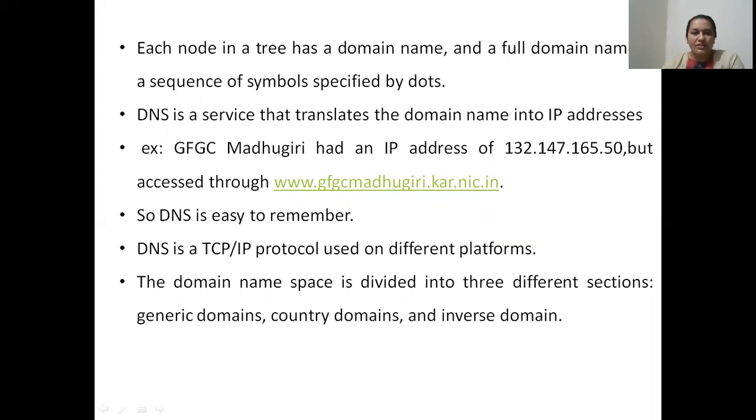For example, GFGC Madhugiri has a website address www.gfgcmadhugiri.car.nic.in. This is quite easy to remember for the user. Whereas this website of GFGC Madhugiri has a unique IP address of 132.147.165.50. This numerical IP address is difficult for the users to remember, whereas the website name www.gfgcmadhugiri.car.nic.in is quite easy to remember.